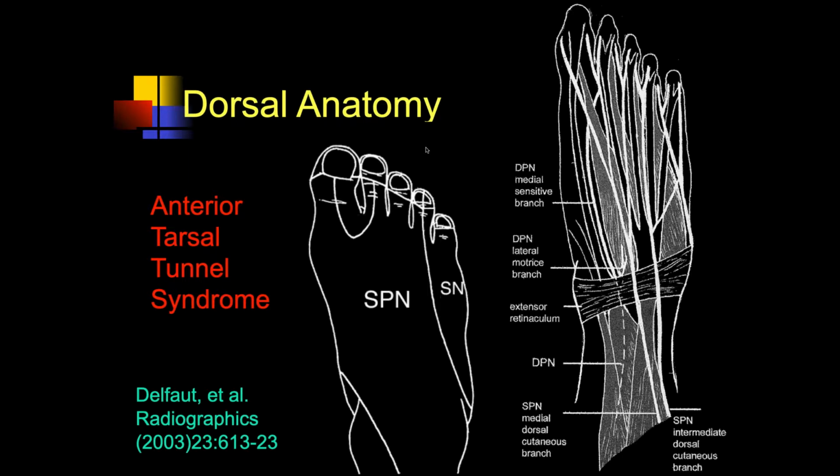Now, if we go to the dorsal side, we have the deep peroneal nerve and the superficial peroneal nerves. The deep ones go deep to the extensor retinaculum. The superficial ones go superficial to that. And I really haven't found a lot of abnormalities in this distribution in clinical practice.